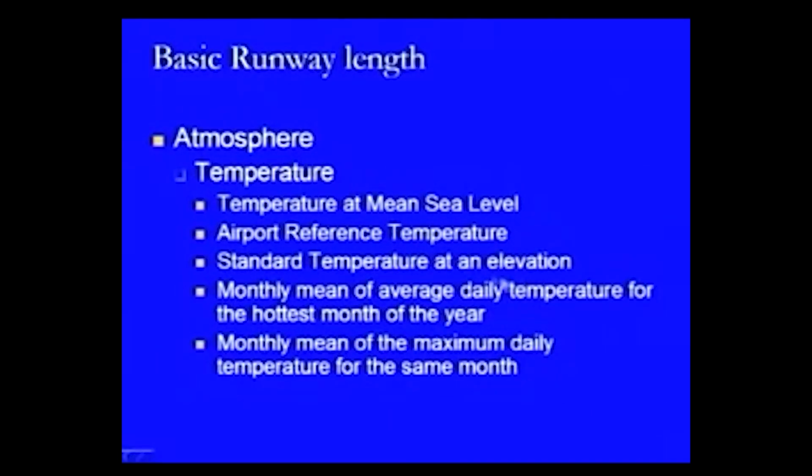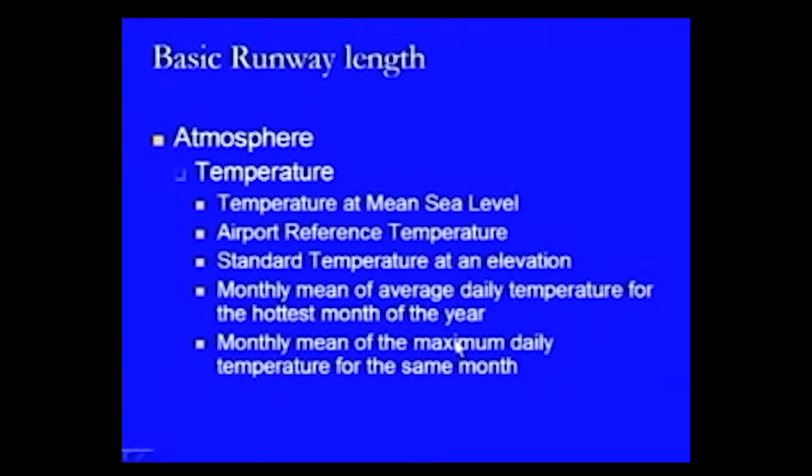So, we have to compute this one also, and then there is a monthly mean of average daily temperature for the hottest month of the year. Whatever is the hottest month of the year, we take the average of that, and similarly for the same month we also take the value of maximum daily temperature of the same month. So, the two types of means have to be taken, the average and the maximum value of the hottest month.